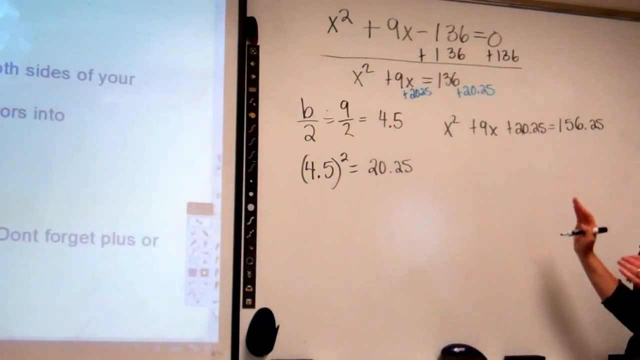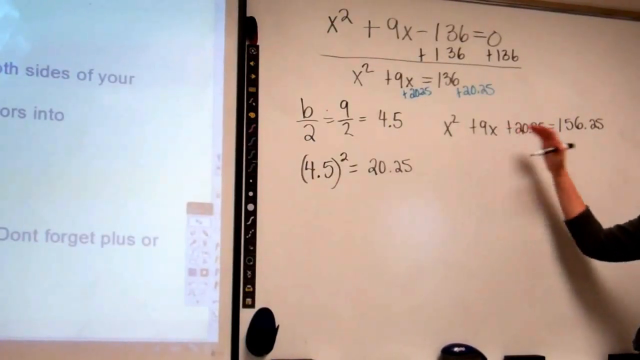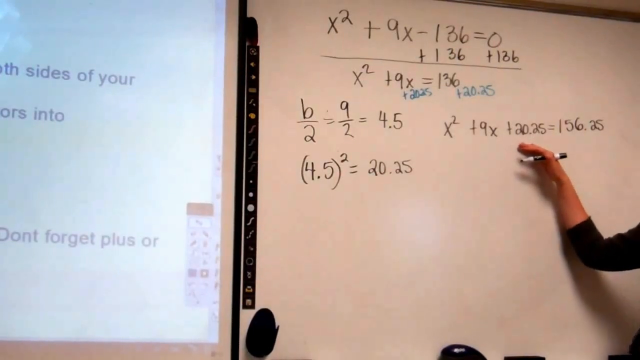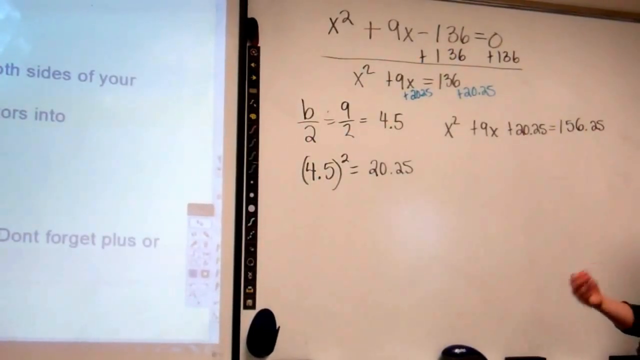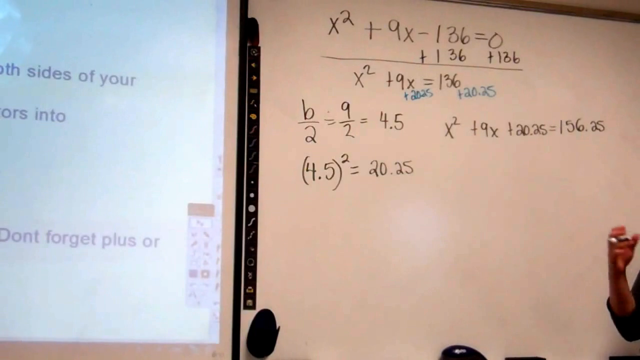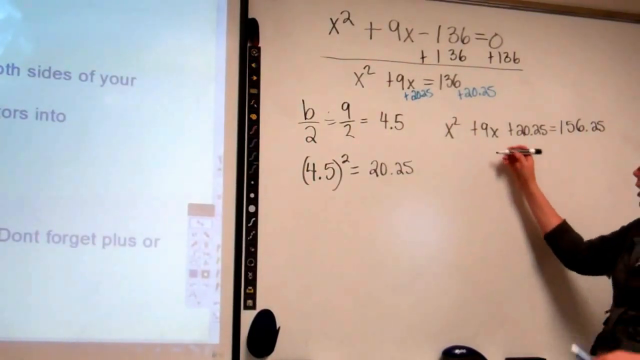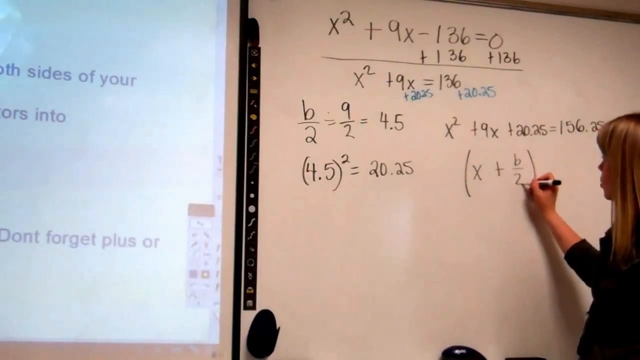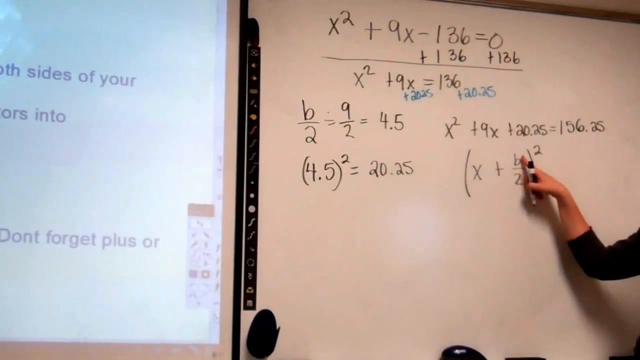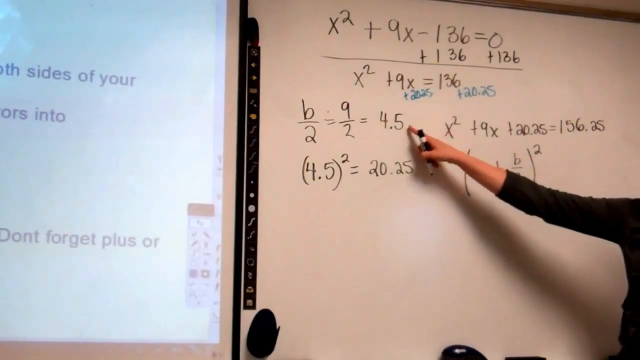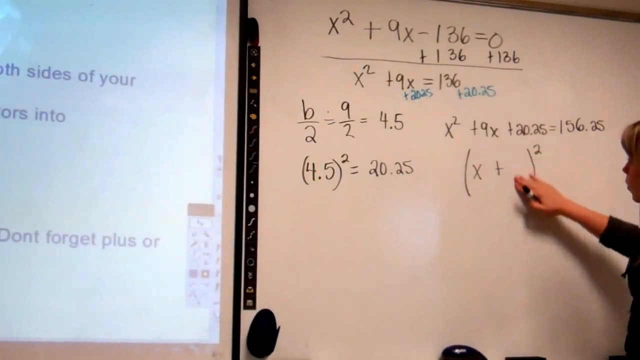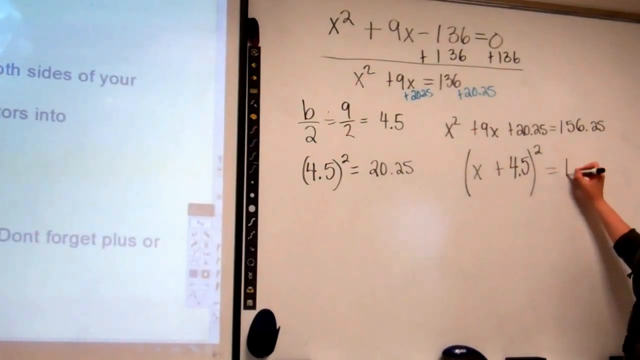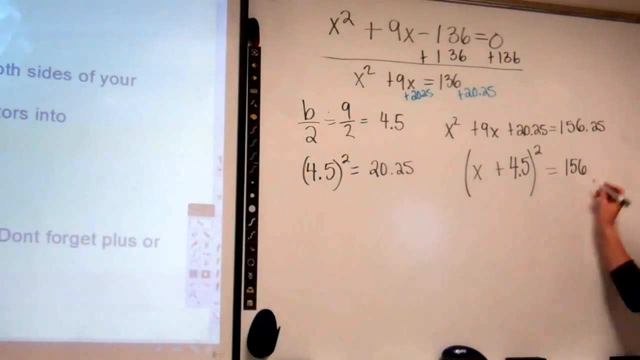Now, the reason why we square the b over 2 and add it to both sides of the equation is because now you've created for yourself a perfect square trinomial. And that perfect square trinomial, you don't really need to know what it does other than the fact that it always factors into the quantity x plus b over 2, squared. Well, we already figured out the b over 2. It's 4.5. So instead of b over 2, we can put in the 4.5, and set it equal to 156.25.